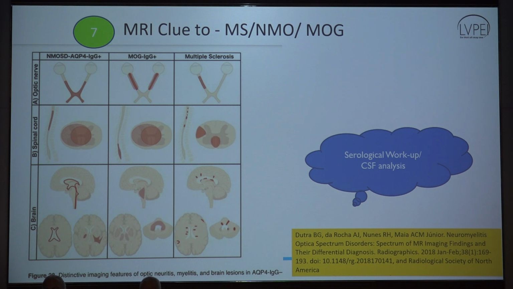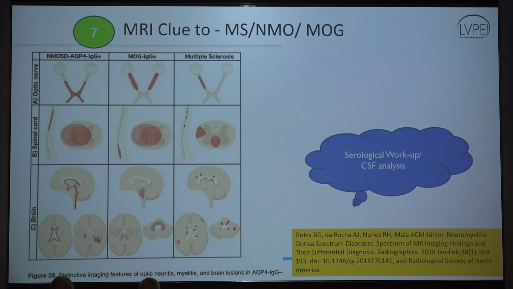So if we see this adapted figure from this landmark article by Dutra et al., we can see that in MS, the optic neuritis tends to be involving one eye at a time usually. It tends to be smaller lesion involving less than 1/3 of the optic nerve. The MRI of the spine can show presence of anterolateral columns, white matter lesions. They tend to be smaller lesions. They are not contiguous big lesions.